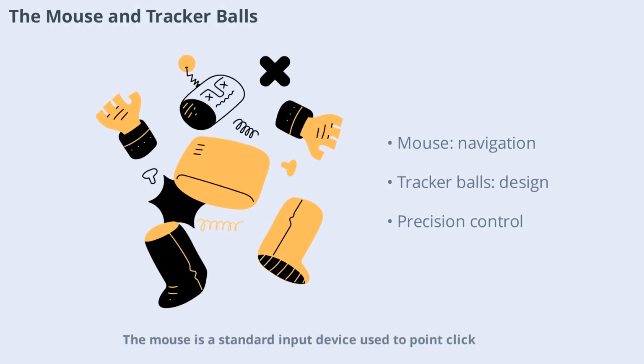The mouse is a standard input device used to point, click, and interact with items on the screen. Tracker balls, often used by graphic designers, serve as an alternative to the traditional mouse. Both devices allow for precise control and are essential for navigating modern graphical user interfaces.